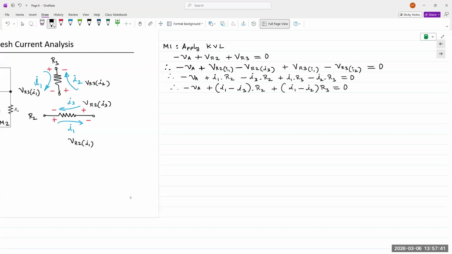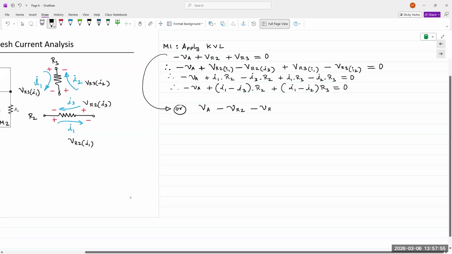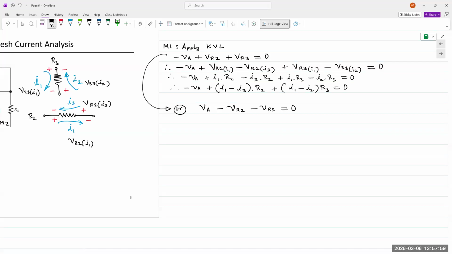If I chose the equation, like if this equation I write in this form, VA minus VR2 minus VR3 is equal to 0. Right? Simply summing up the voltages in the opposite direction. Instead of minus VA, I now have plus VA. So then everything is a voltage drop. VA minus VR2 minus VR3 equals 0. Same equation, but no difference. I'm simply summing up in the opposite direction.